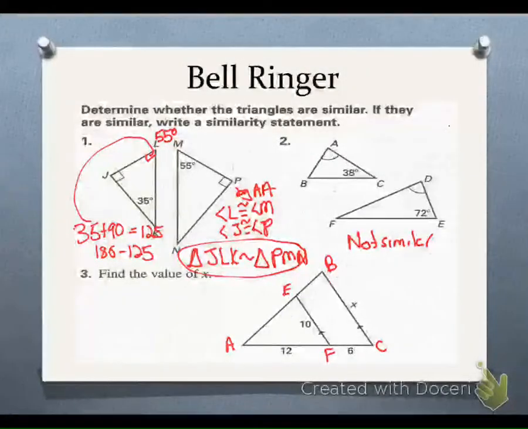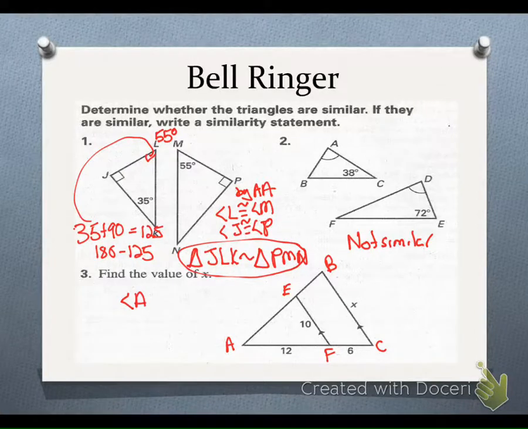So we see that angle A is congruent to what? Angle what? Angle A is congruent to? So we see angle A is in this small triangle, and it's also in our large triangle. So it is congruent to itself because it's in both triangles. So we see that angle A is congruent to angle A.